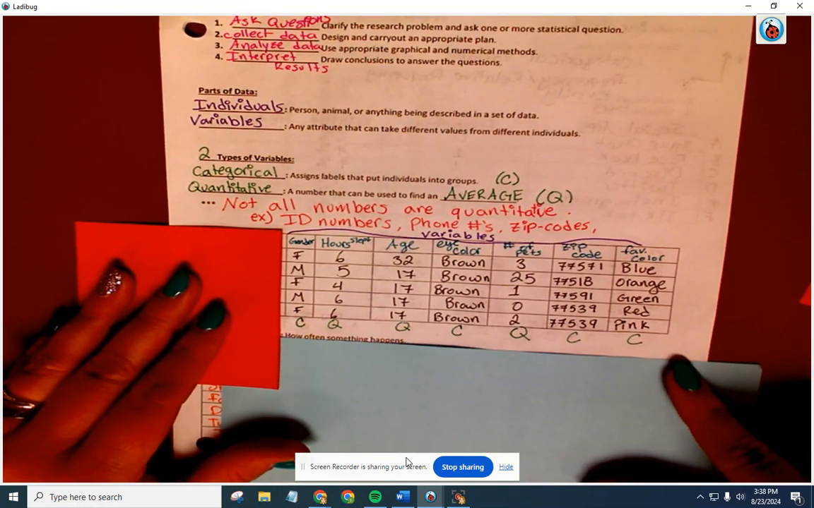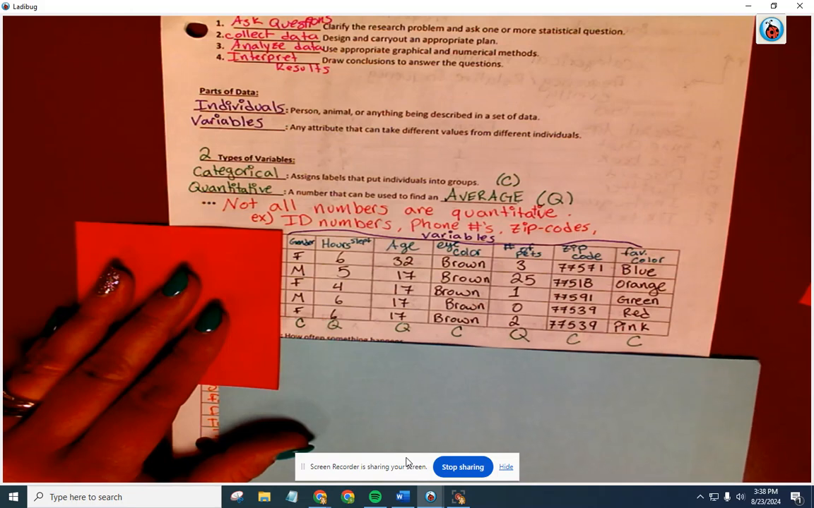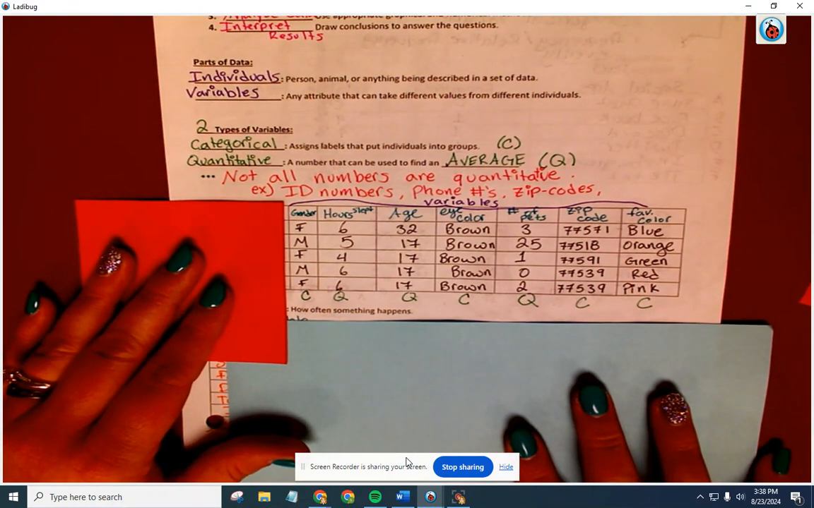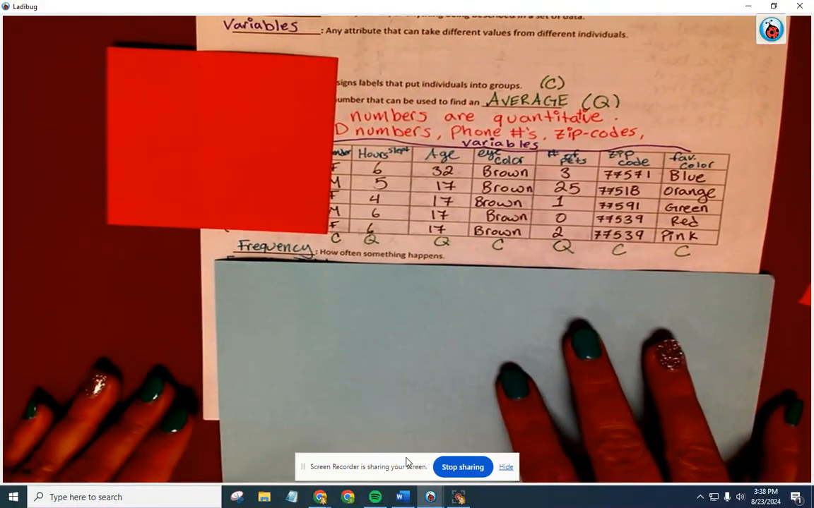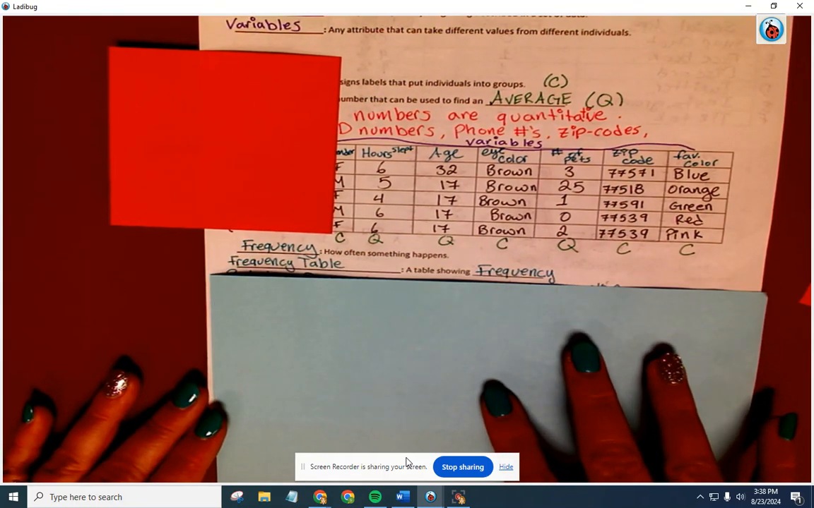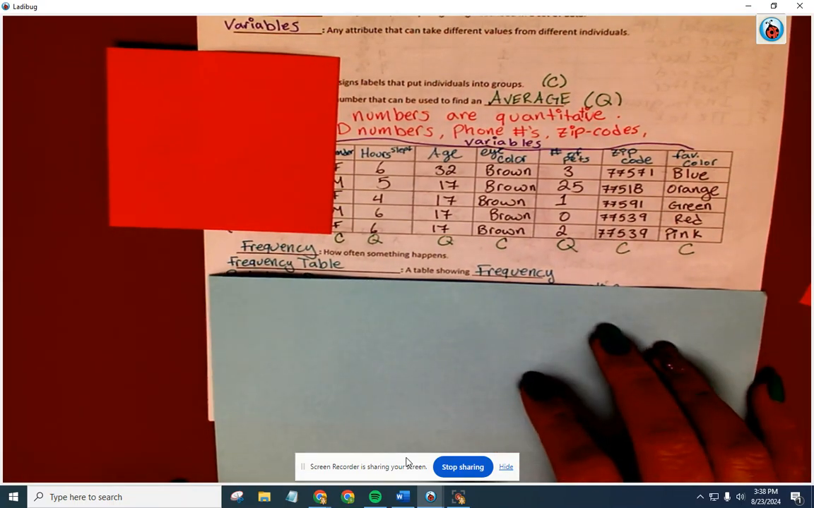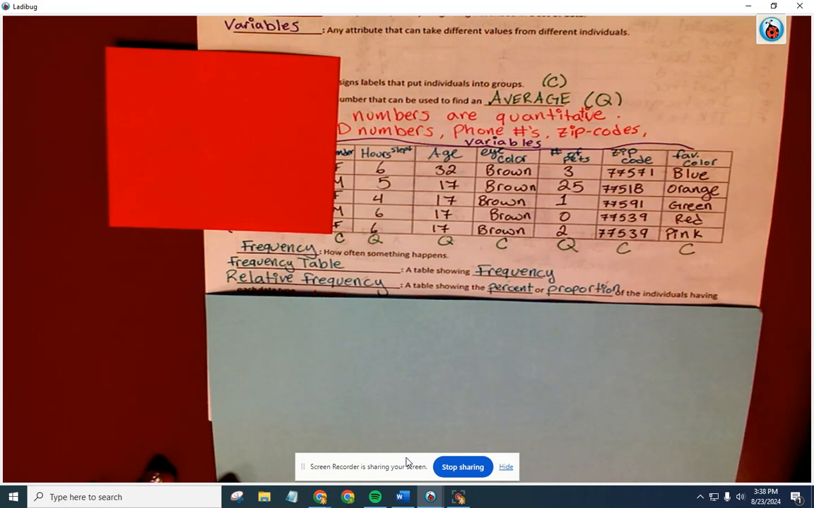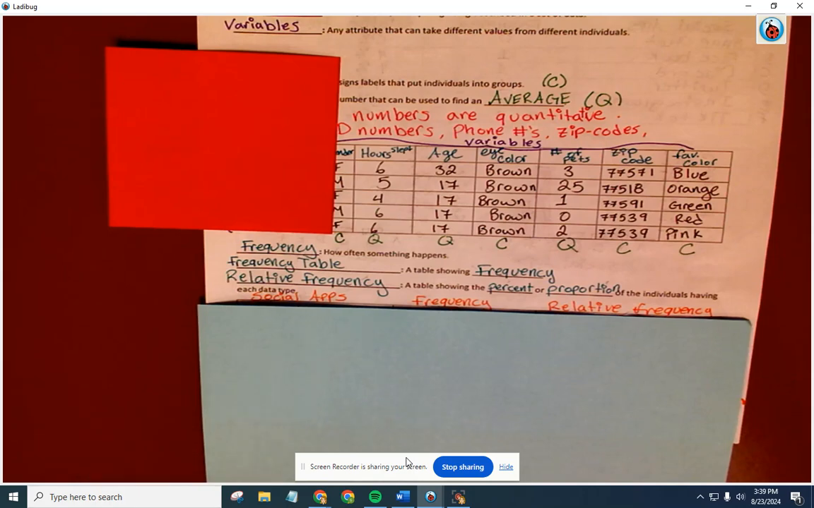Now, anytime that you have a number that is way more than everybody else's numbers, those are considered to be outliers. Okay, so then we went on to discuss frequency. Frequency is how often something occurs. Now, a frequency table is a table that displays those frequencies. And finally, the last definition that we had was relative frequency, which is a table showing the percent or proportion of the individuals having each data type.